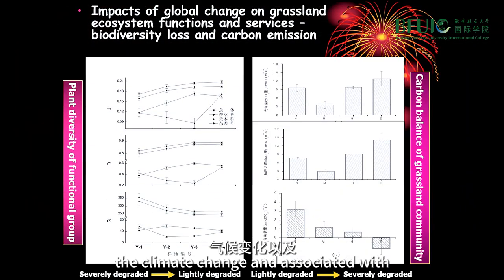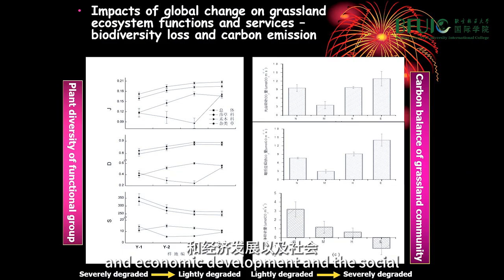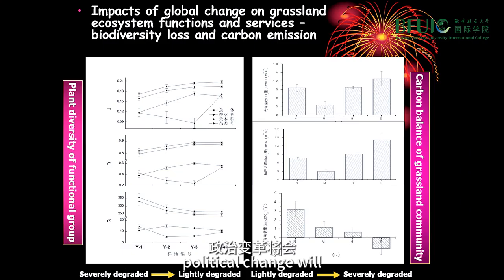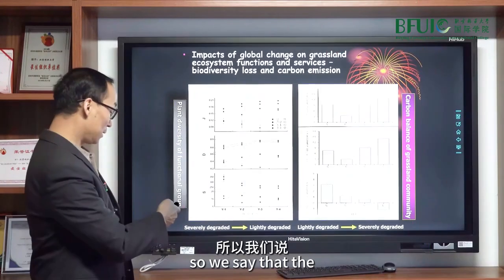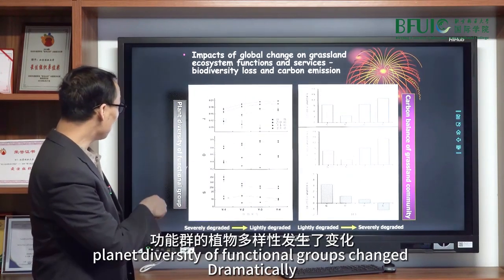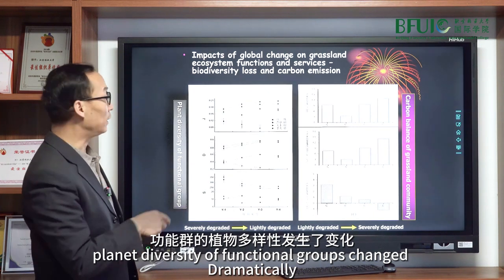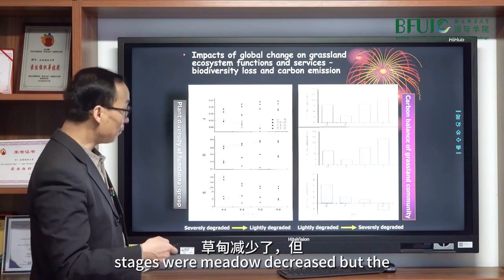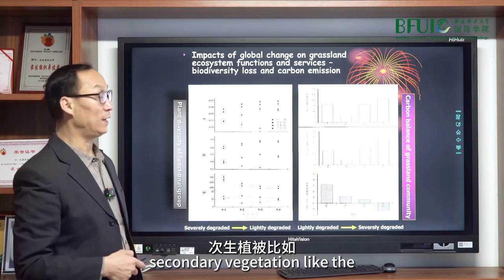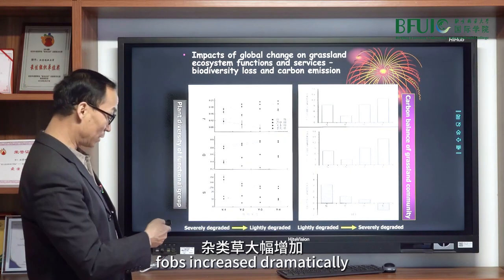Climate change, associated with population growth, economic development, and social and political changes, will drive grassland degradation, and grassland degradation will influence biodiversity and carbon sequestration. So here we say that plant diversity of functional groups changed dramatically. The primary vegetation of sedges of alpine meadow decreased, but the secondary vegetation like the forbs increased dramatically.